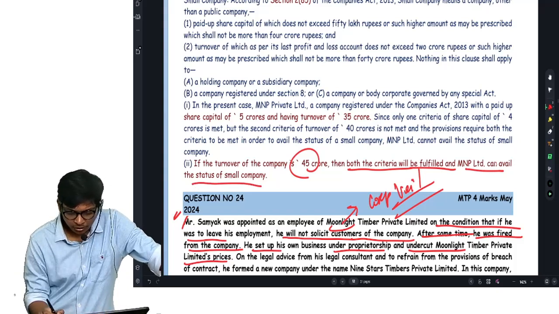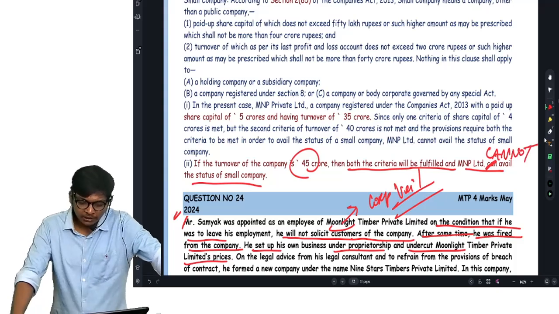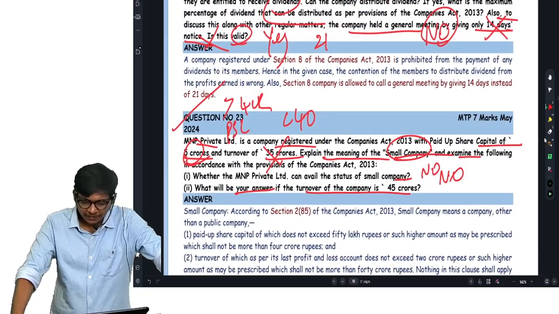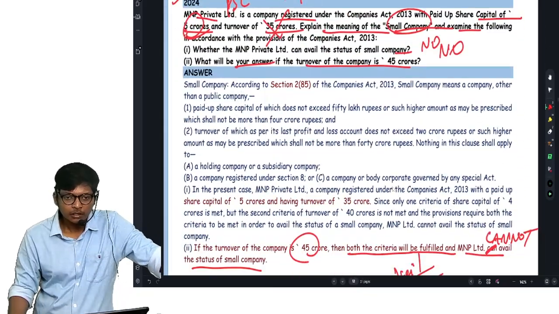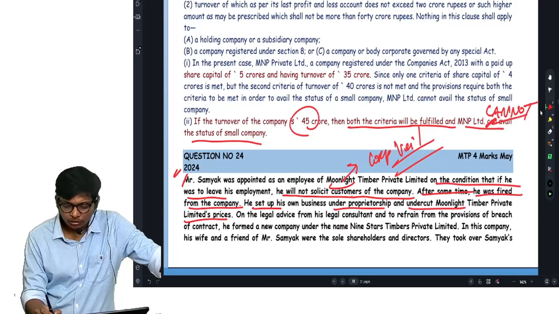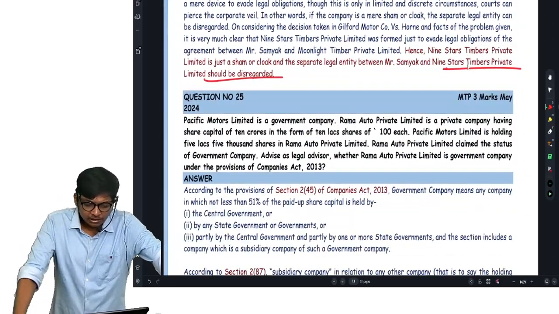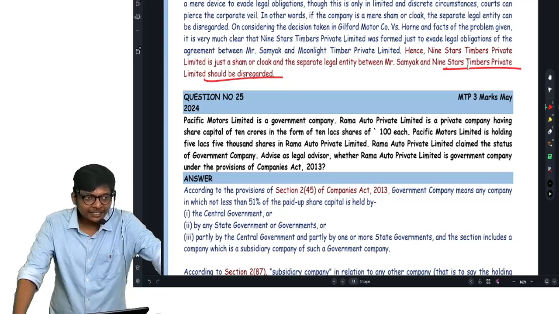It cannot. Just it cannot. We will change it, 100% sure. It cannot avail. The limit has to be more than 40, that is the limit. Okay, 100% cannot. Thanks for bringing it up. Next, separate legal entity and the first question is done.